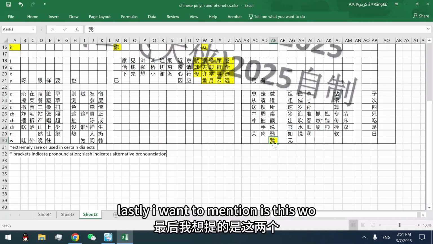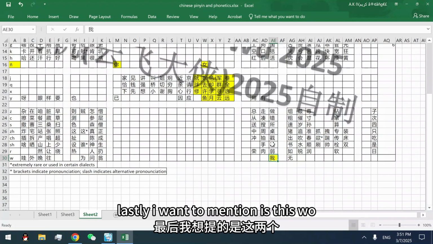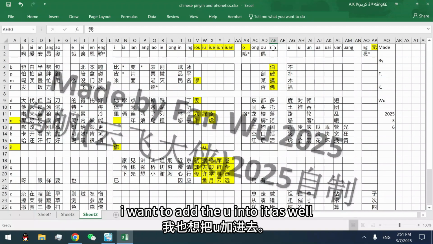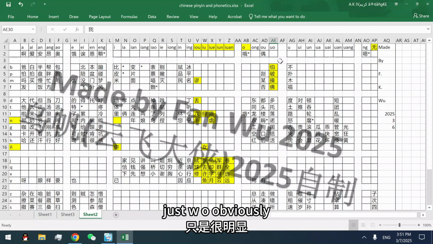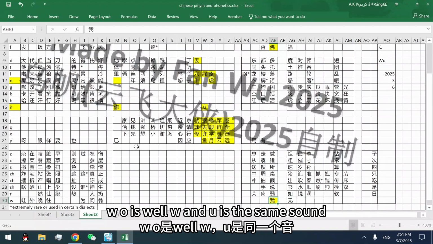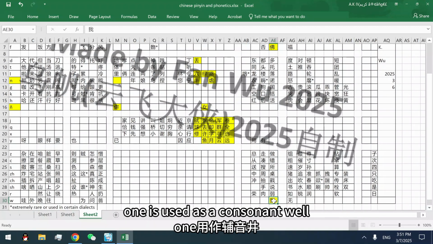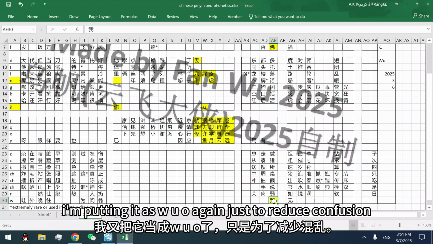Lastly, I want to mention this 我. I want to add the U into it as well, so WUO makes 我 instead of just WO. Obviously, W and U are the same sound. It's just that one is used as a vowel, one is used as a consonant. Well, I'm putting it as WUO again just to reduce confusion.